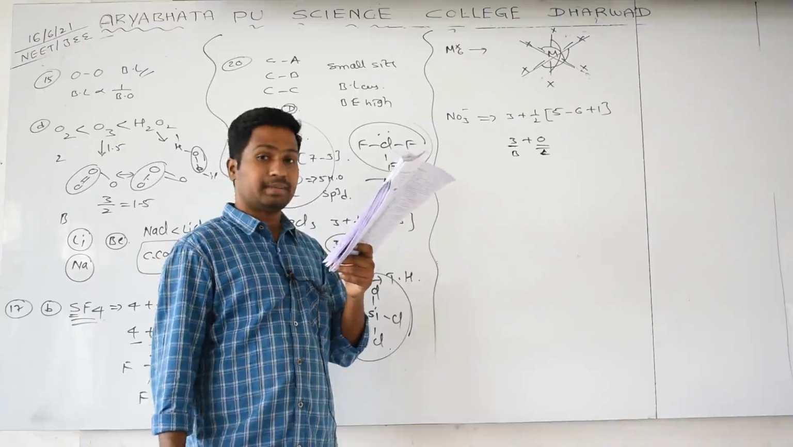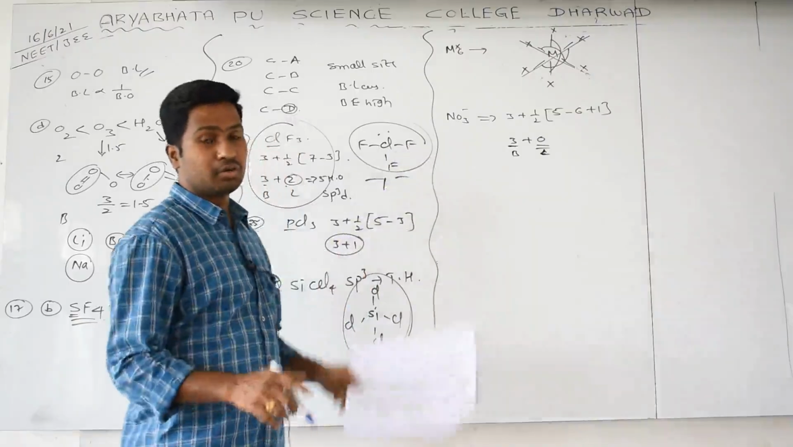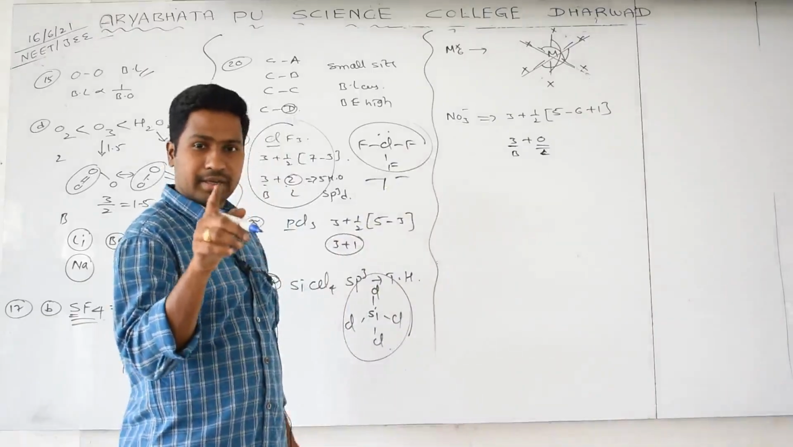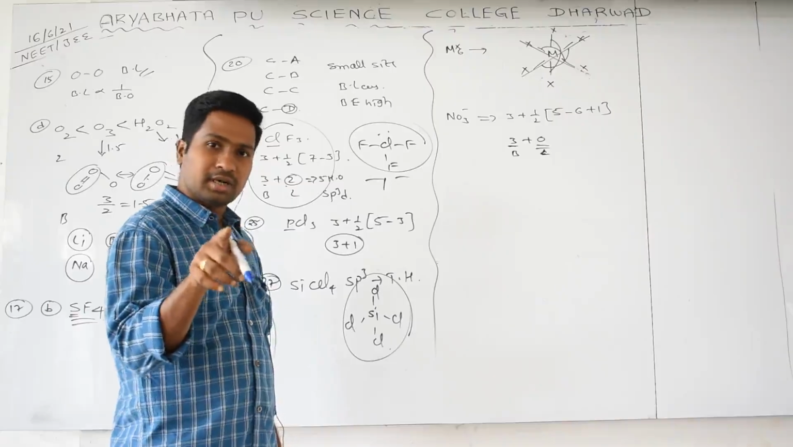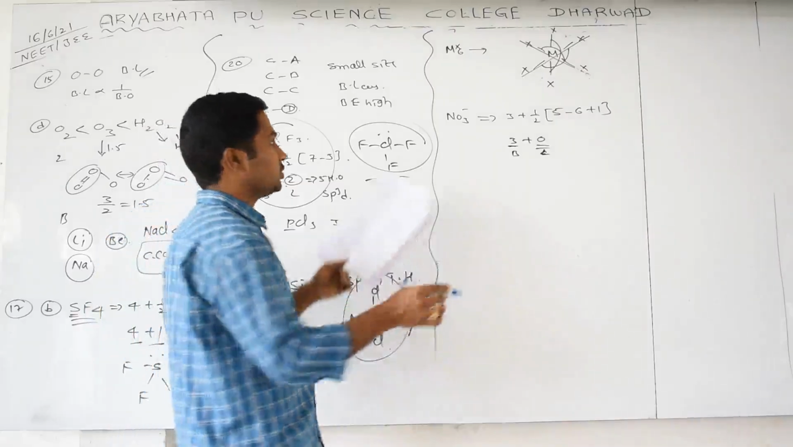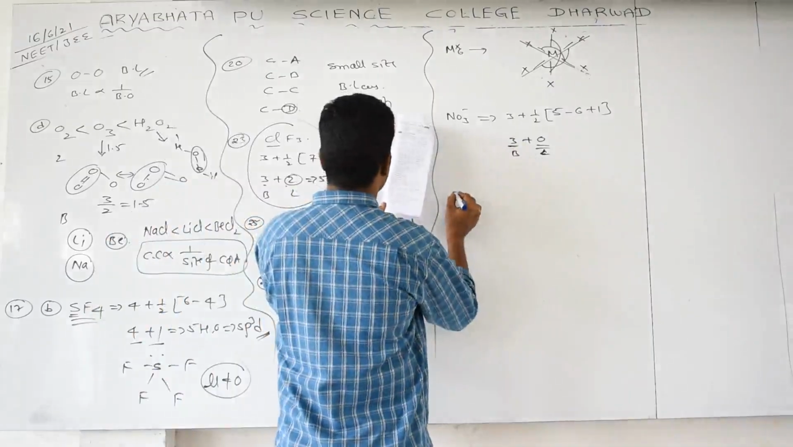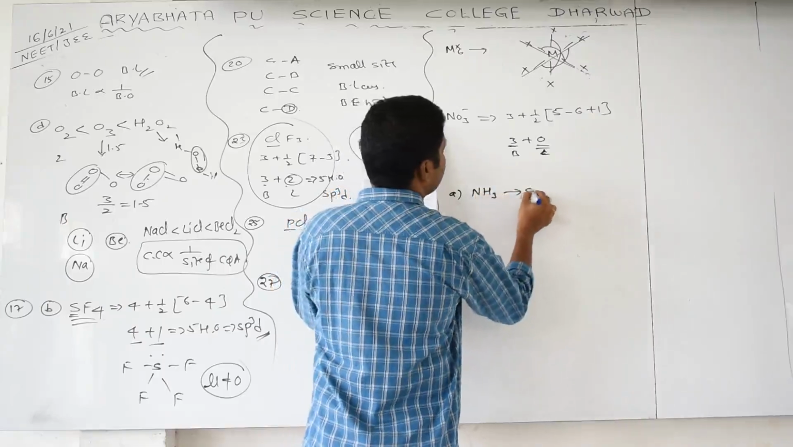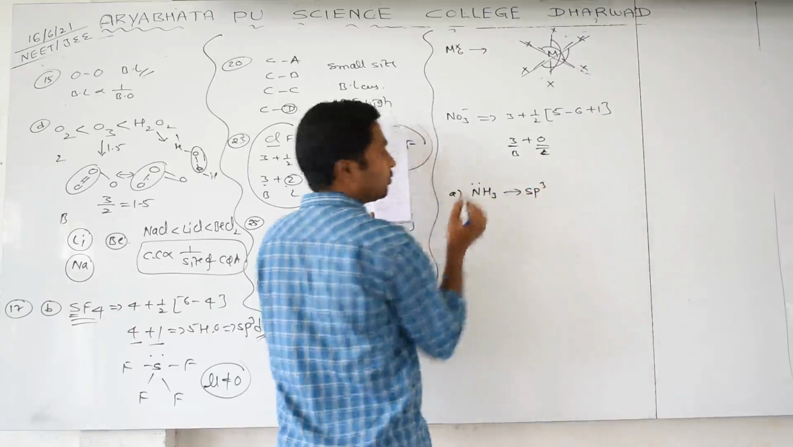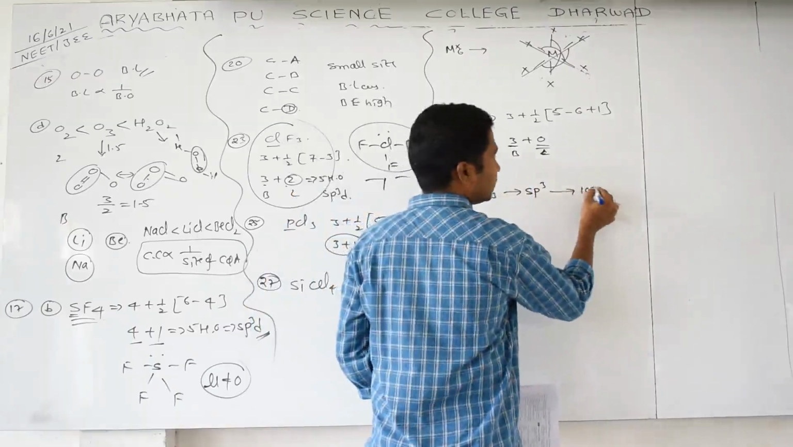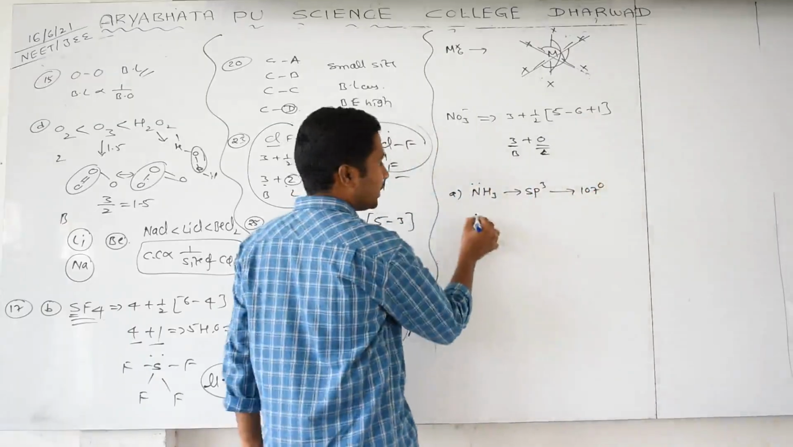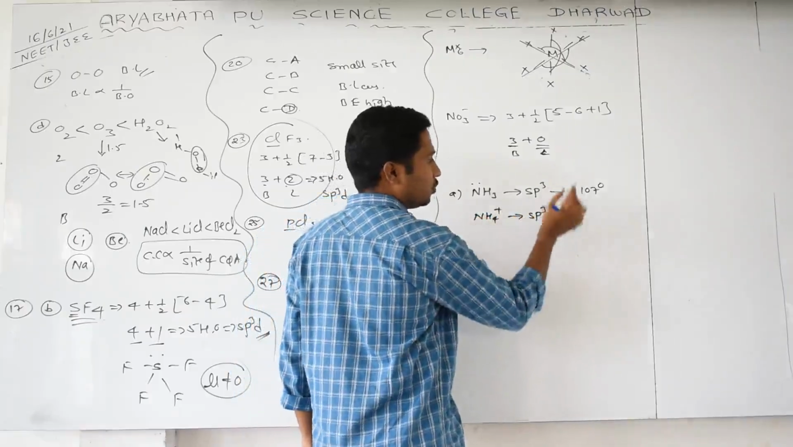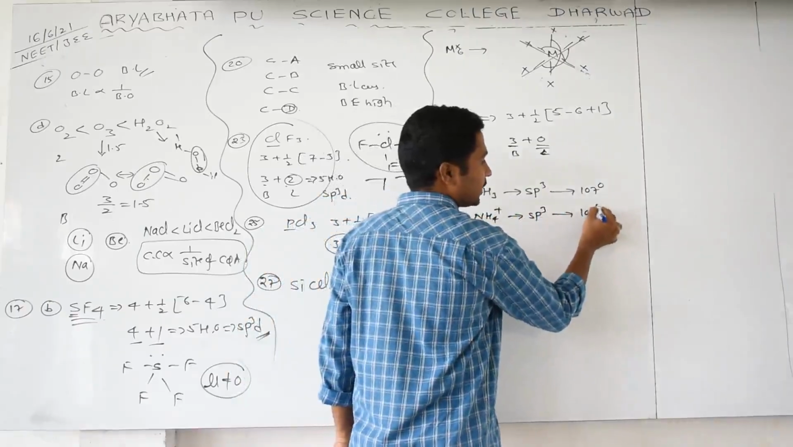Bond angle is maximum means, as you already know, bond angle is directly proportional to s character and directly proportional to the electronegativity of the central atom and inversely proportional to that of the surrounding atom. Just check it, these questions are important. First one, NH3. NH3 involves sp3 hybridization but has one lone pair. That's why the bond angle is reduced to 107 degrees. But in NH4 plus, sp3 hybridization is there but no lone pair, that's why the bond angle is 109 degrees 28 minutes.